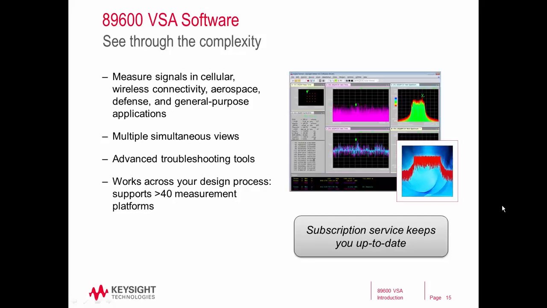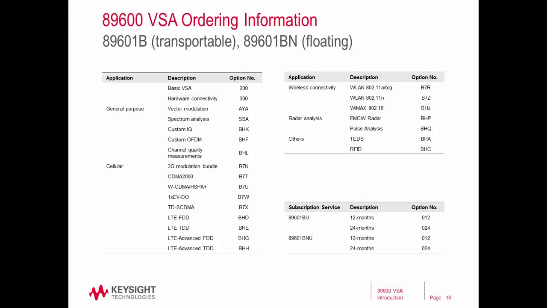This slide shows all of the optional capability that can be purchased with the 89600 VSA software, depending on your application or the types of signals that you're measuring. The base configuration is an option 200 and 300, which gives you a basic VSA capability and connectivity to Keysight hardware. And then depending on the signal formats that you're using, you can configure the other modulation-specific options that meet your needs.